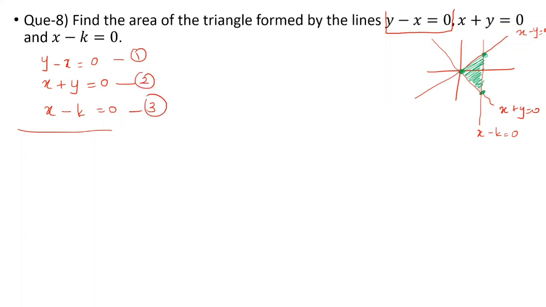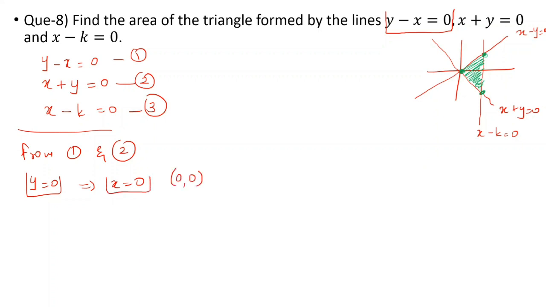Intersection of two lines, 1 and 2. So if I eliminate x, we'll get 2y equal to 0. So therefore y equal to 0. And if I put y equal to 0 in equation 1, we will get x equal to 0. So the intersection point of 1 and 2 gives you (0, 0).